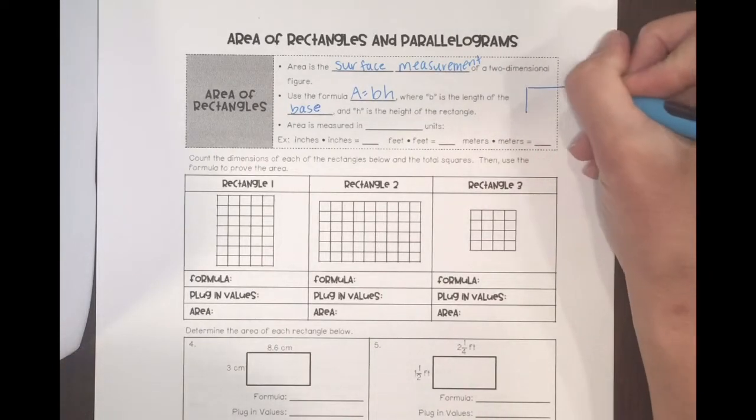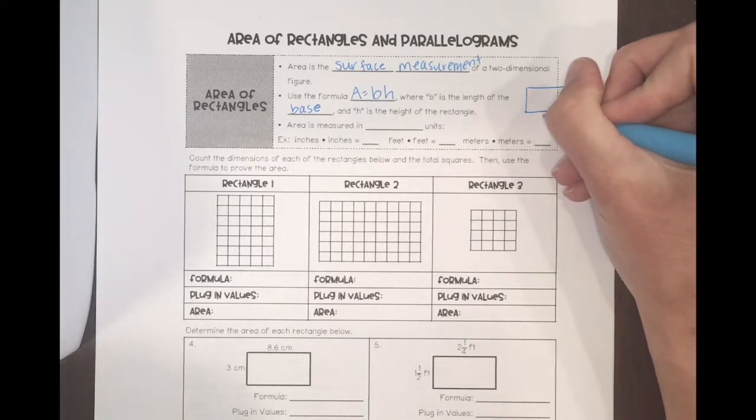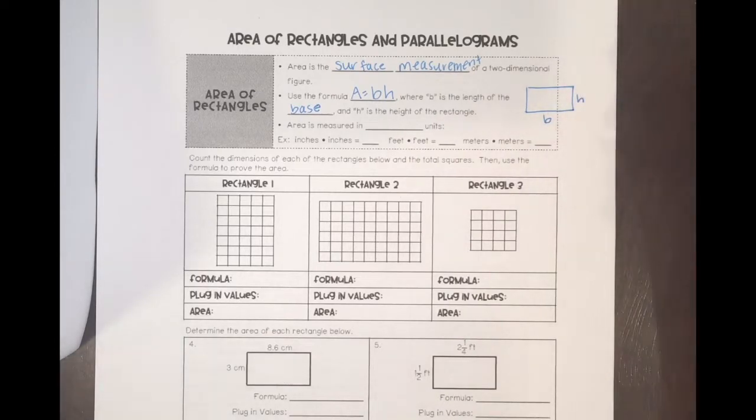So if we were looking at a rectangle on a piece of paper, this would be the base, this would be the height. We used to say length times width, but for whatever reason they've decided in math, we are going to say base times height from now on.